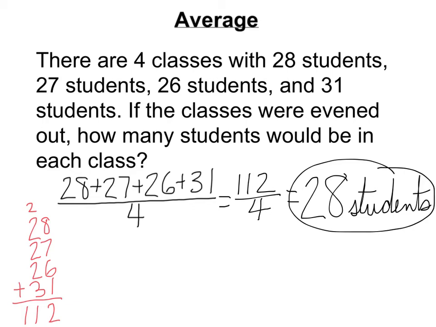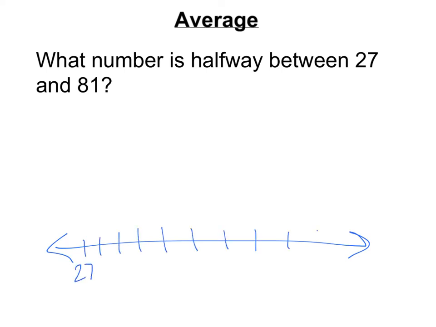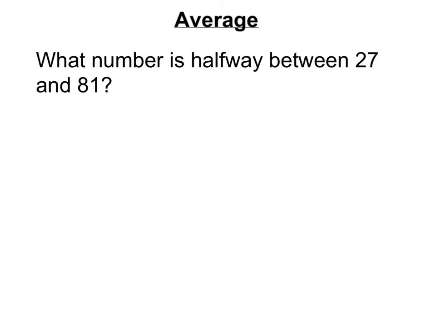Moving on in 3, 2, 1. What number is halfway between 27 and 81? Well, I could make a number line and start with 27 and work my way all the way up to 81, but honestly, let's not do that. It's much easier if we just find the average.